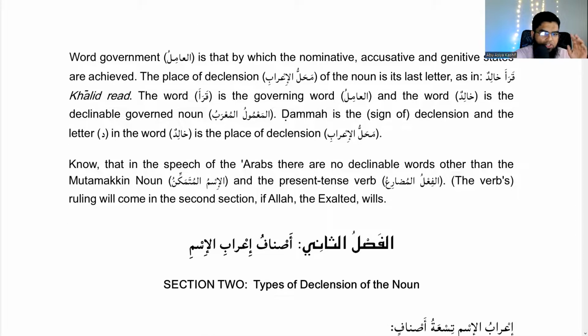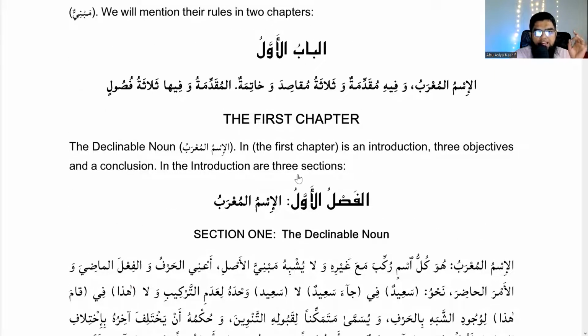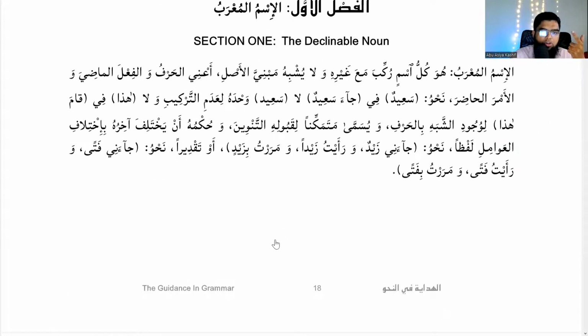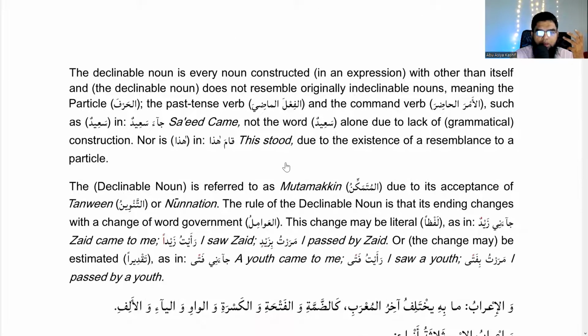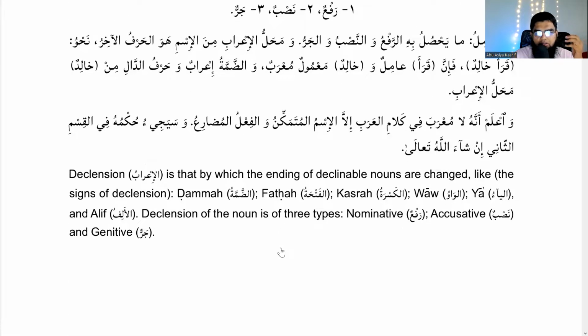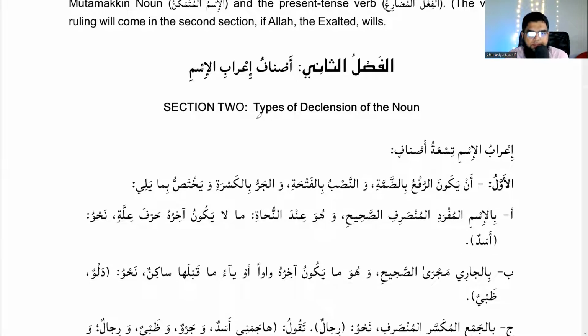So this is Faslul Awwal, the first section, because he said the introduction has three fusul, three sections. So we did just one, this one. He gave the definitions here: the definition of i'rab, mu'rab, amil, ma'mul. All these definitions given, then fatha, dhamma, kasra, the three types of i'rab, Rafa, and the signs of i'rab and all that. Now the Faslu Thani, the second: Asnafu I'rab al-Ismi, types of declension of the nouns.